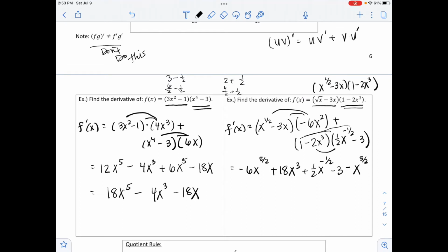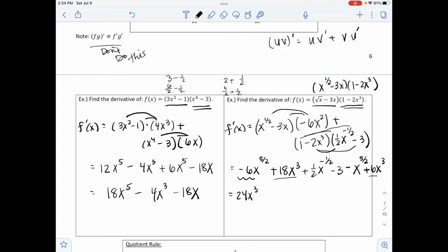And then the last one that we have is negative 2x cubed times negative 3, which is going to be plus 6x cubed. So from here, we're going to combine our like terms. And we have an 18x cubed and a 6x cubed, which is going to be 24x cubed.